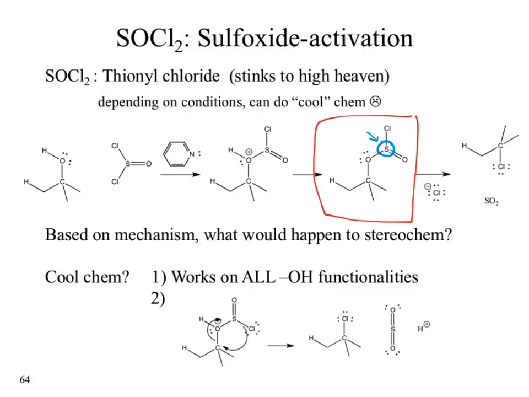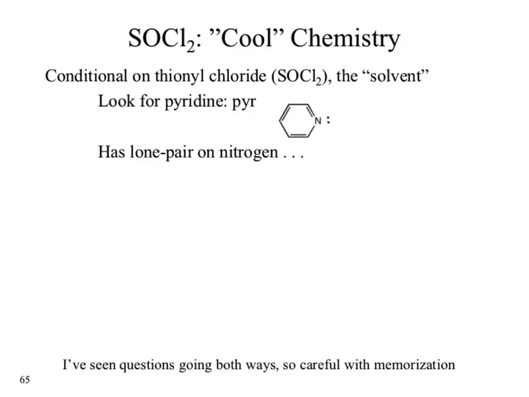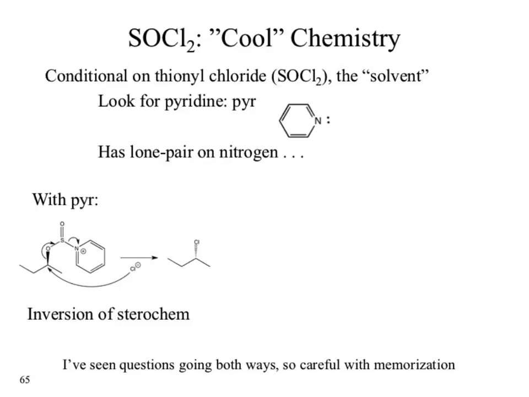Pyridine. The lone pair on the pyridine kicks out the chloride, which could get us that big, bulky, nasty looking thing. With it being so big, bulky, and nasty, the only way the chloride can come in and attack is by backside. We will necessarily get inversion. So that's what the pyridine is doing in this case.